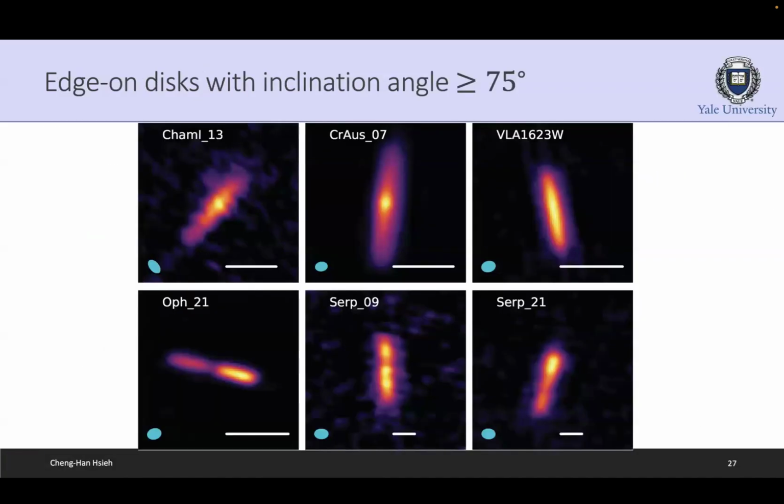And it is also important to take into account the inclination angle. If you have an edge-on disk, then you're not going to see substructures. So we exclude the edge-on disks with inclination angle greater than 75 degrees.